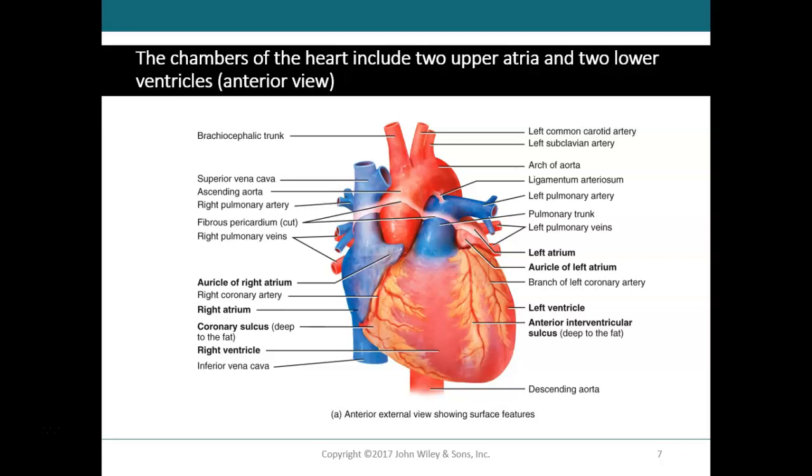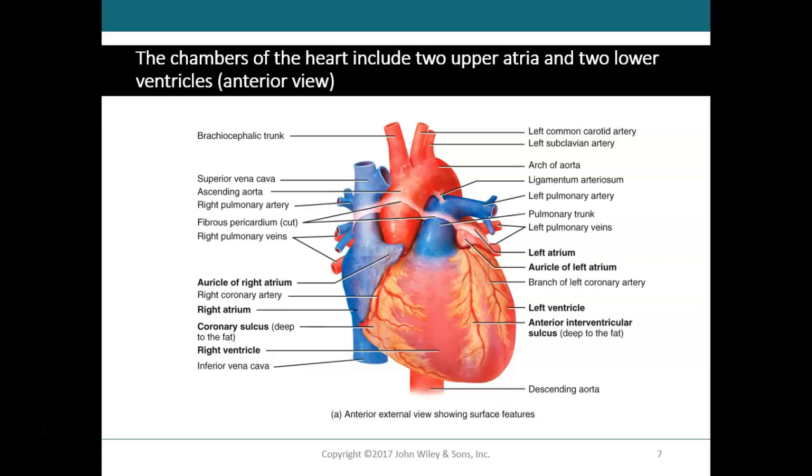On the surface of each of the atria, there are little pouch-like structures called auricles. So I often teach this in lab. It looks like a floppy little dog ear. Auricle means ear. So these increase the capacity of each of the atria so that it can hold a little bit more, a greater volume of blood.